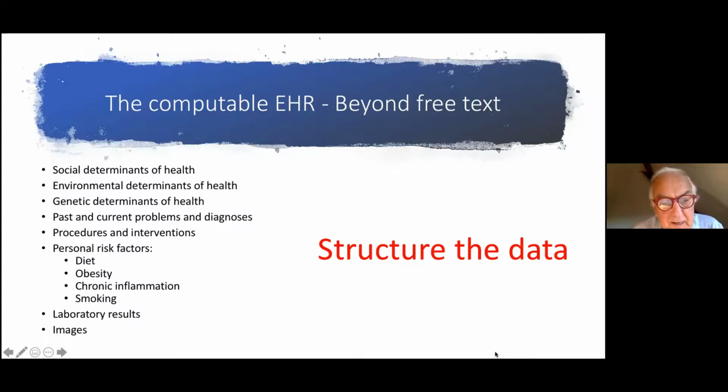And as medicine has expanded, as knowledge has expanded, I think now we would also take histories about genetic determinants of health. We'd certainly want to take a history around the social determinants of health, but these days maybe we would also ask about climate change and environmental change and so on. And if you note all of that down in free text, essentially it's lost to you except at the point of care in a record.